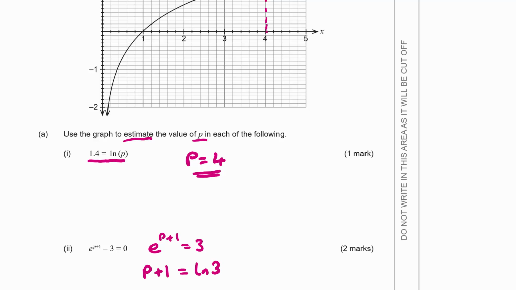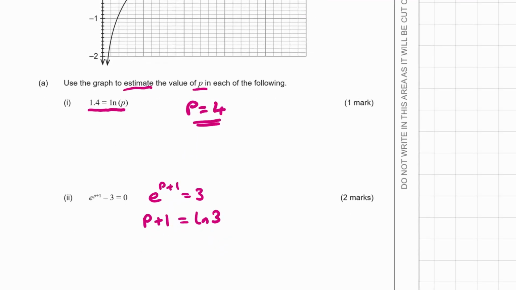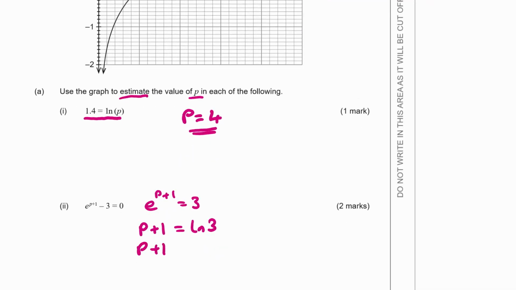So if we want ln 3, we're just going to go up here, and I reckon that that is about 1.1. So I can say that p plus 1 is equal to 1.1, and that must mean that p is 0.1.